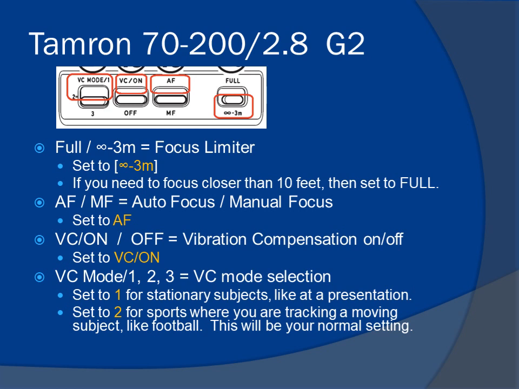VC mode 1, 2, 3. This is the vibration compensation mode selection. Set to 1 for stationary subjects such as a presentation. Set it to 2 for sports where you're tracking a moving subject like football. Mode 2 is your standard setting for sports.